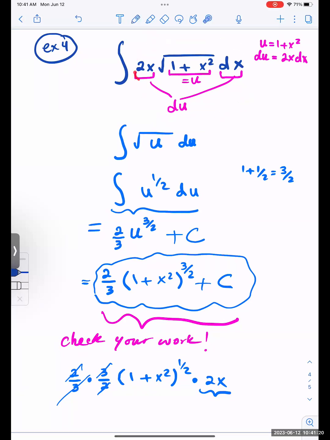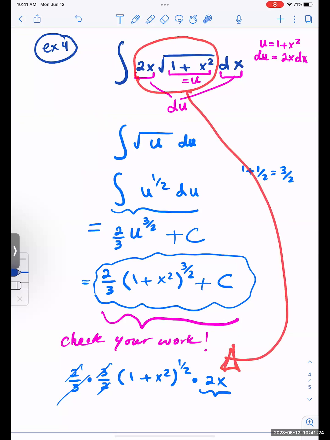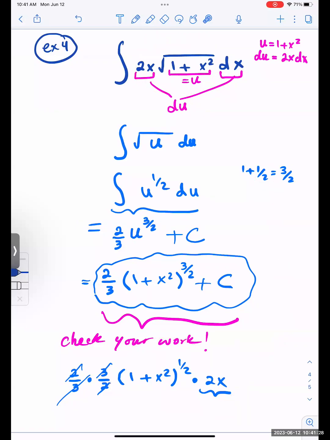So do you see, when we took the derivative of our integral, we got the original back. Agreed? And that's pretty cool, I think. Okay, awesome work, awesome participation. So I see your responses here.